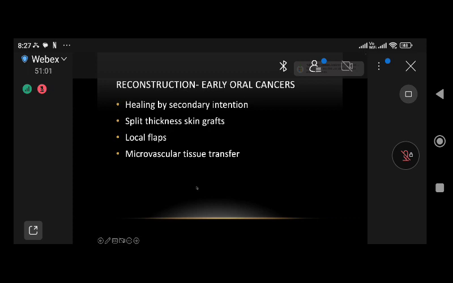So please remember, even if you're dealing with early oral cancers, you have to give them a lot of thought. You have to look at how you will resect the primary with three-dimensional margins, that you will have to do a neck dissection also. And you also have to look at reconstruction in early oral cancers.